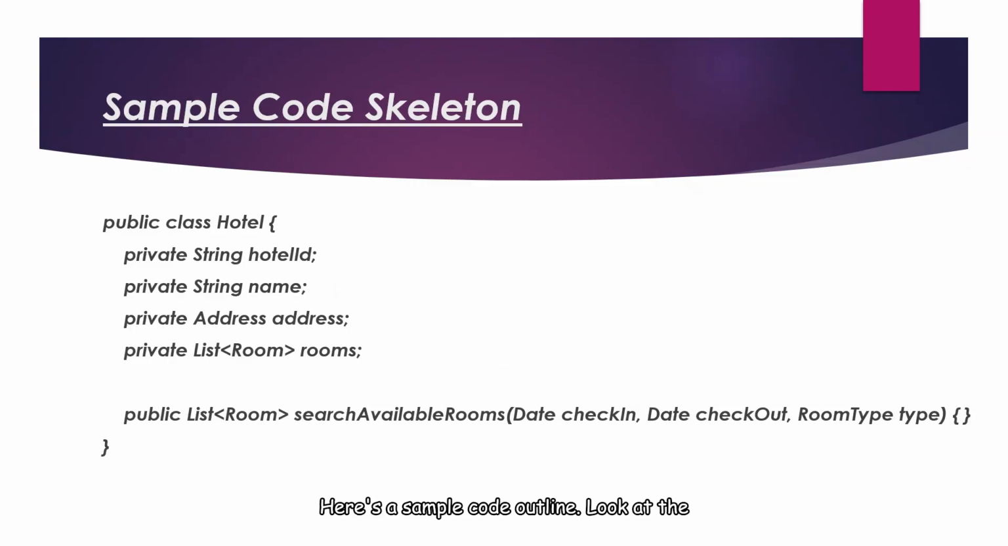Here's a sample code outline. Look at the hotel class. It has fields like hotel ID, hotel name, address, a list of rooms and amenities. It also provides a method searchAvailableRooms with date start, date end, and room type to find available rooms matching the criteria. Similarly, a room class would have a method like isAvailable with start date and end date to check for overlapping bookings. This code skeleton will evolve further as we add more real-world scenarios.